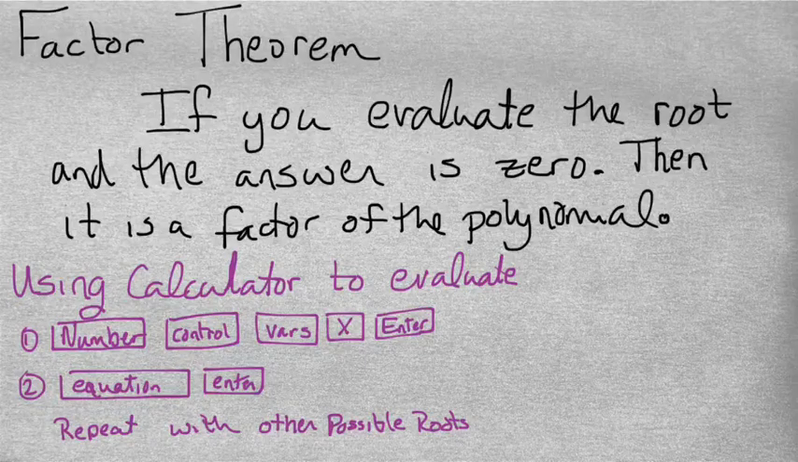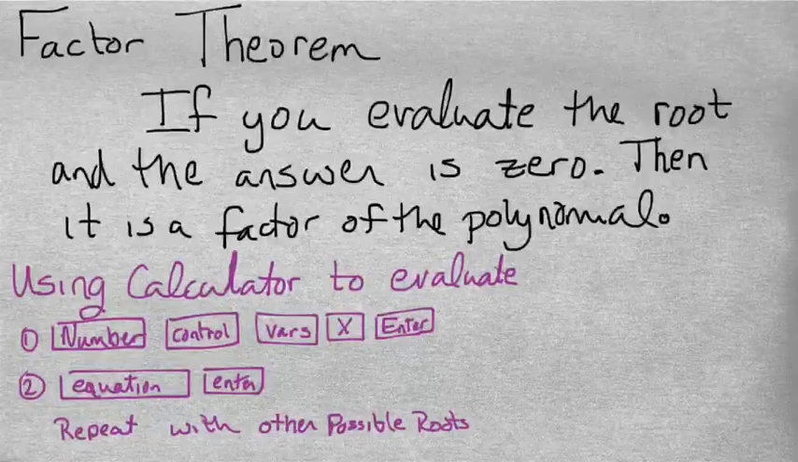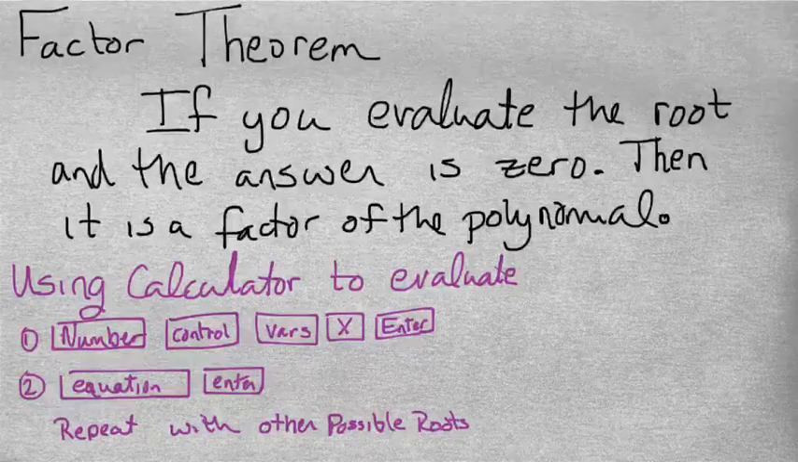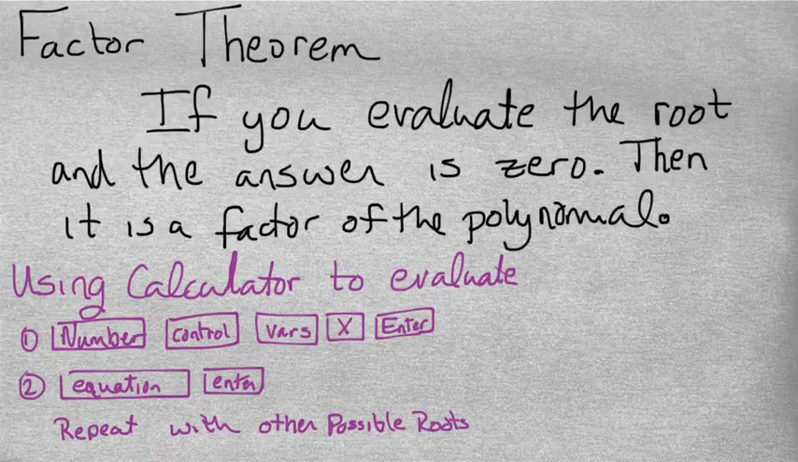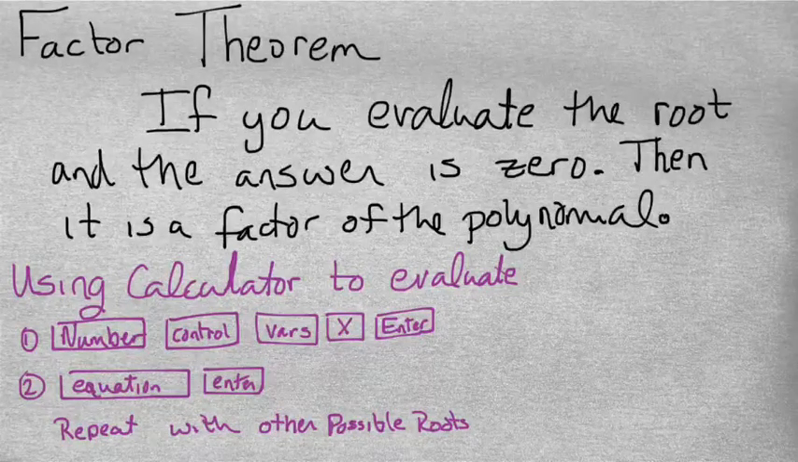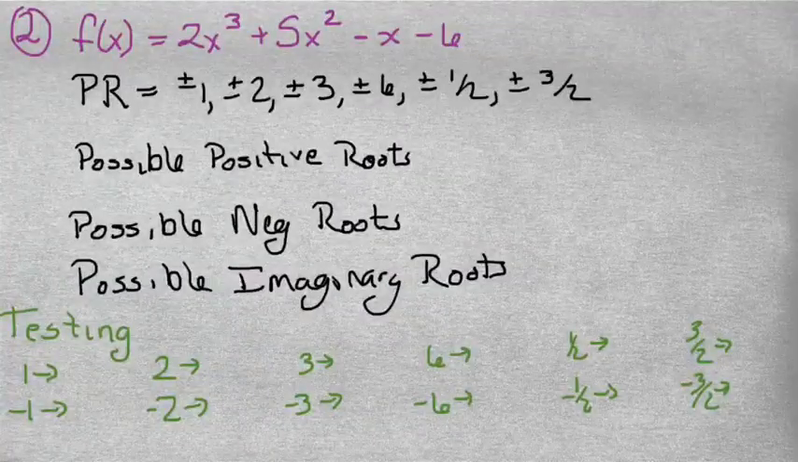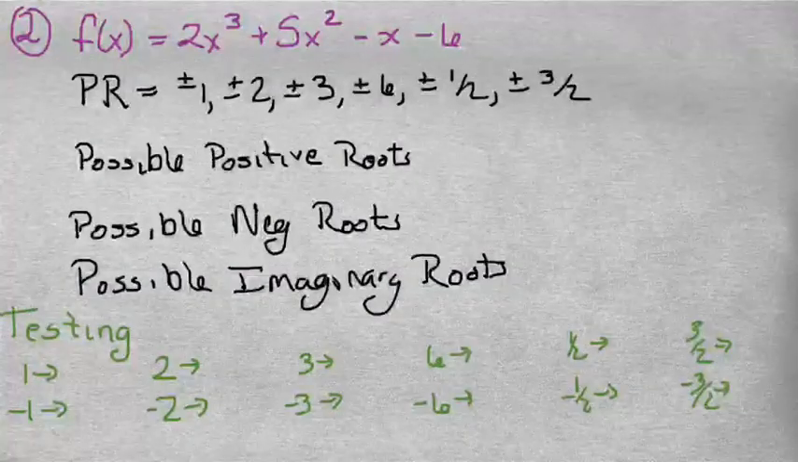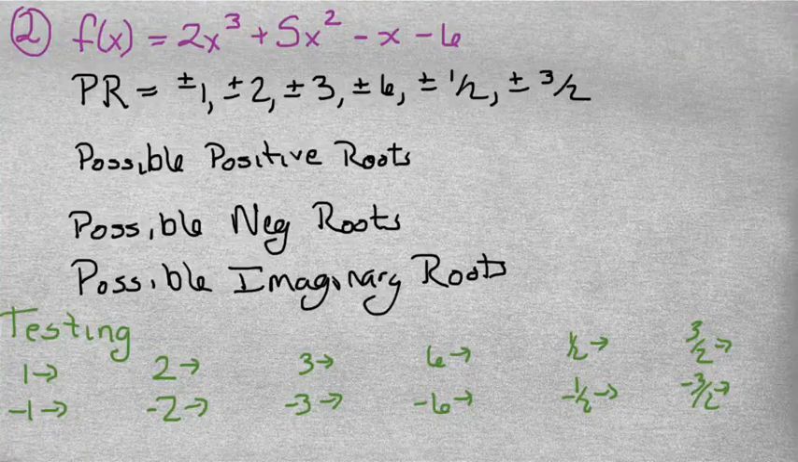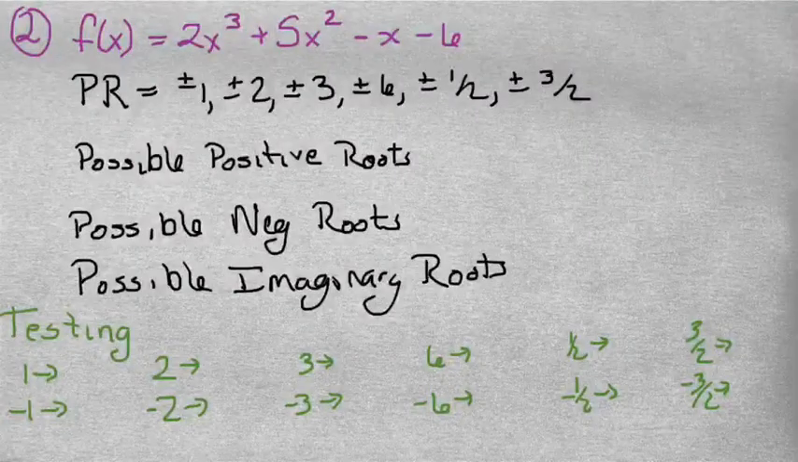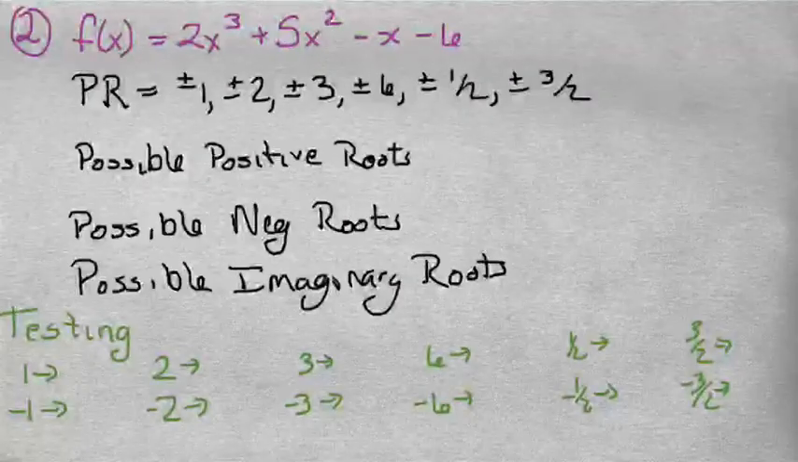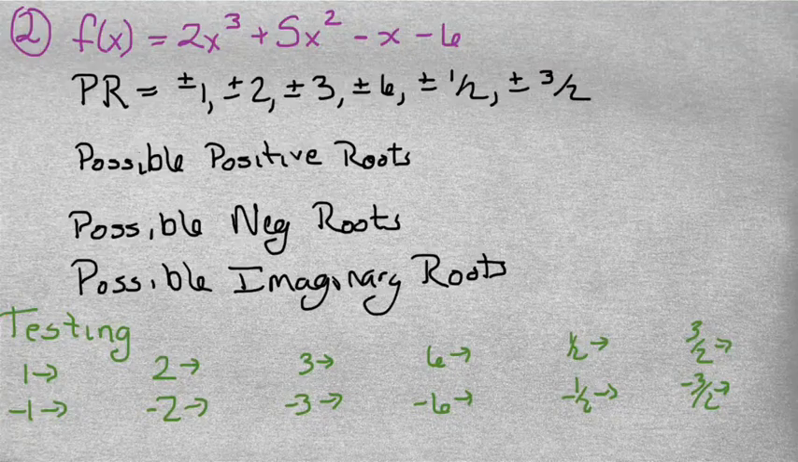simplifying it. Today we're only going to be dealing with the rational factors. We're not going to be worried about the imaginary. Just realize that those can happen as well. And so to check those, restating the problem, we had 2x cubed plus 5x squared minus x minus 6. We came up with the list of the possible rational roots.